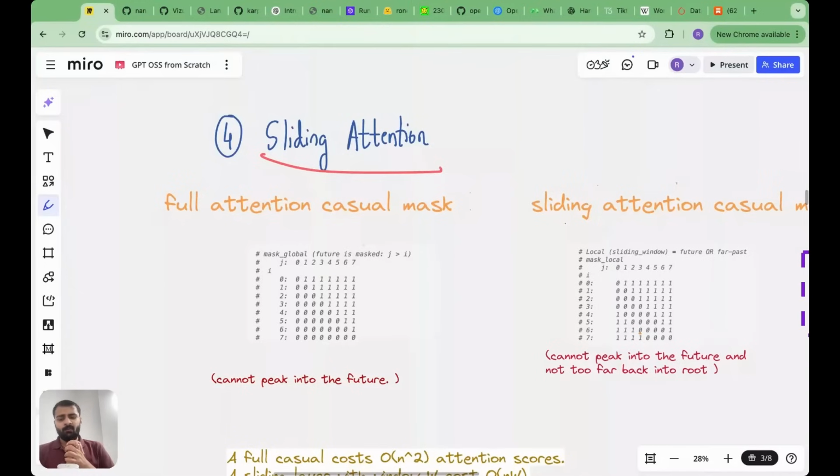Many modern language models have actually been using a variant of the causal attention mechanism, and that essentially is called sliding attention. So let me explain to all of you what sliding attention exactly means.